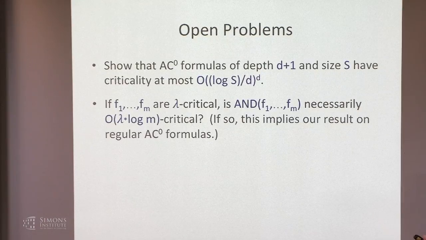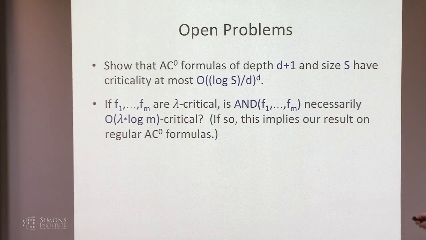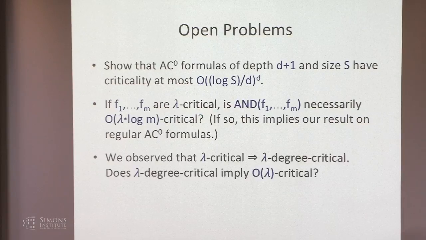Right, so this open problem. Another interesting question I'd like to propose, let's call it a conjecture. Suppose I have m Boolean functions which are lambda critical. Is the AND of those functions necessarily order lambda times log m critical? Okay. And if so, then this would imply the result on regular AC0 formulas. And moreover, it would do it in a sort of semantic induction hypothesis as opposed to a syntactic one. And I think it'd be very neat if one could show this.